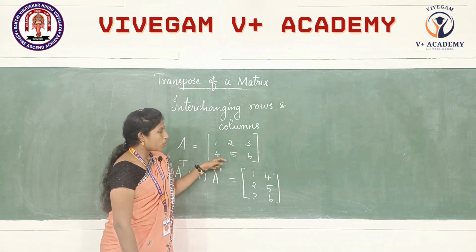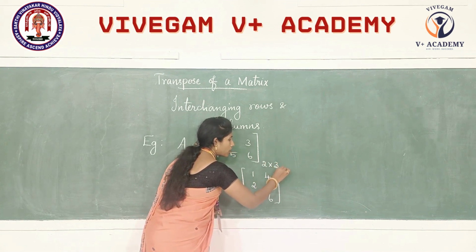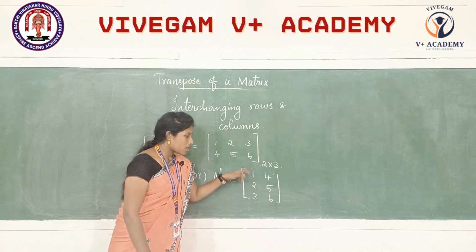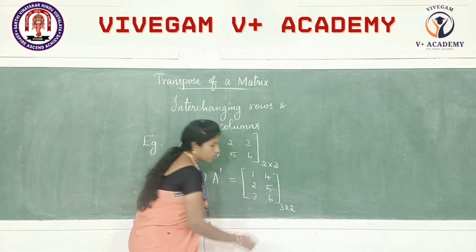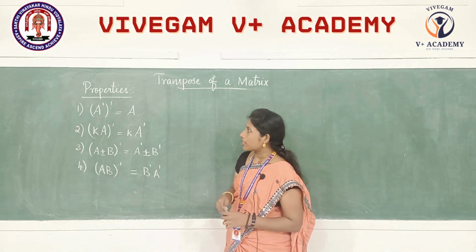The order is the number of rows into the number of columns. So the order here is 2 cross 3. Now for the transpose the order is 3 cross 2. You just have to interchange the rows and columns. Next we are going to see some properties of transpose.